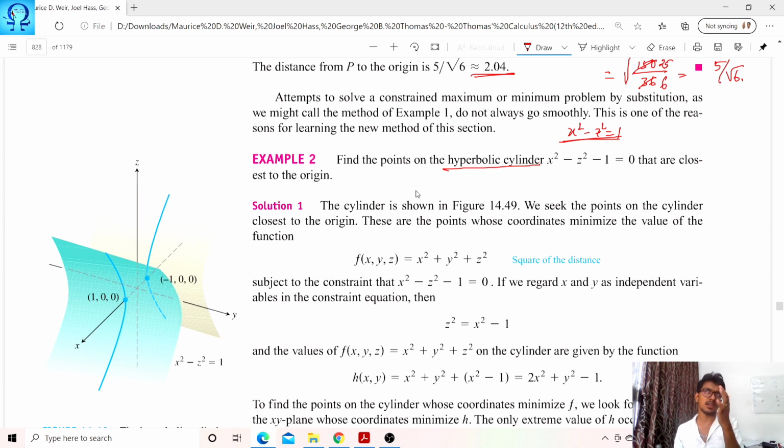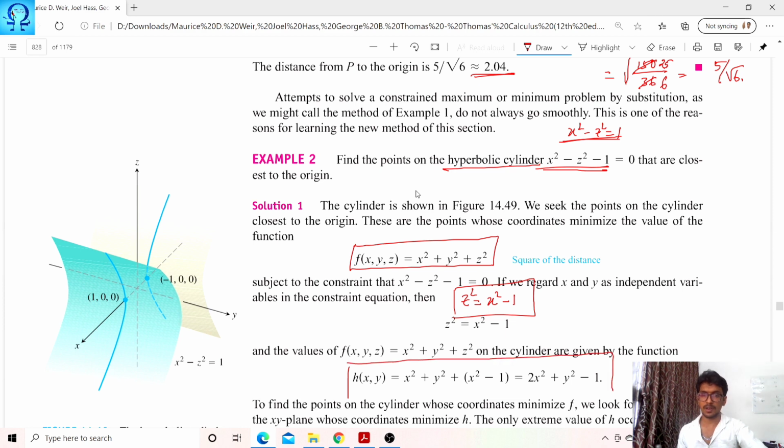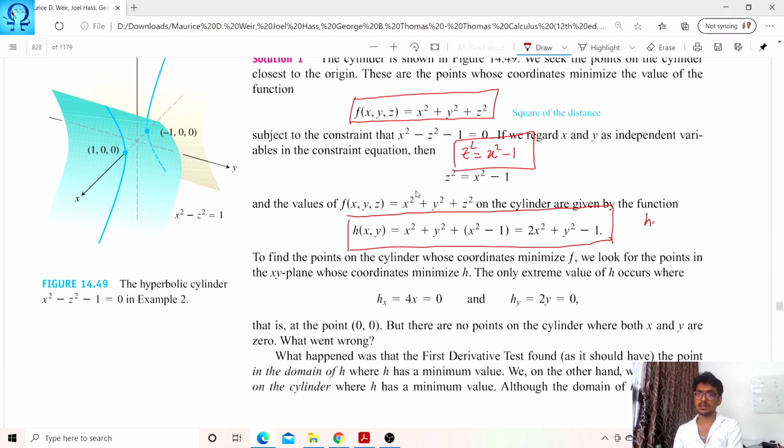Okay, we may think that it is similar to the previous problem. Yes, of course it is similar. That is why we have considered the same function here too. From the given constraint, that is x² − z² = 1, from this we write z² = x² − 1, and we plug this into f and convert the f into a function involving x and y. Okay, and if you apply your h_x, that happens to be 4x, and h_y is 2y, and if you equate them to 0, you are getting your (x, y) to be (0, 0).